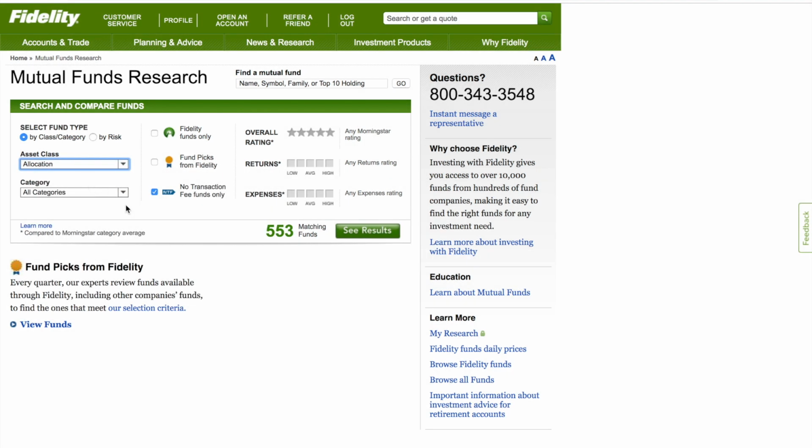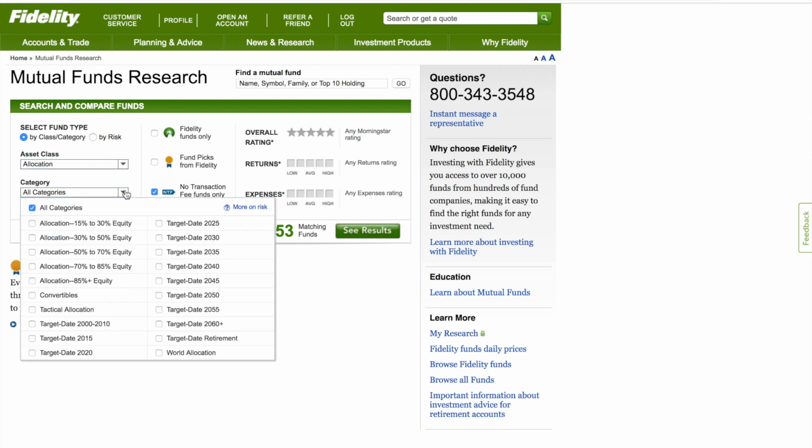If you click on allocation, you can go ahead and basically search for target date funds, and target date funds are really effective for someone who basically just wants to buy mutual funds and let the account managers do all the work. And so let's say, for example, you're going to retire in 2055, then you would go ahead and click target date mutual funds. So that's something you can look at.